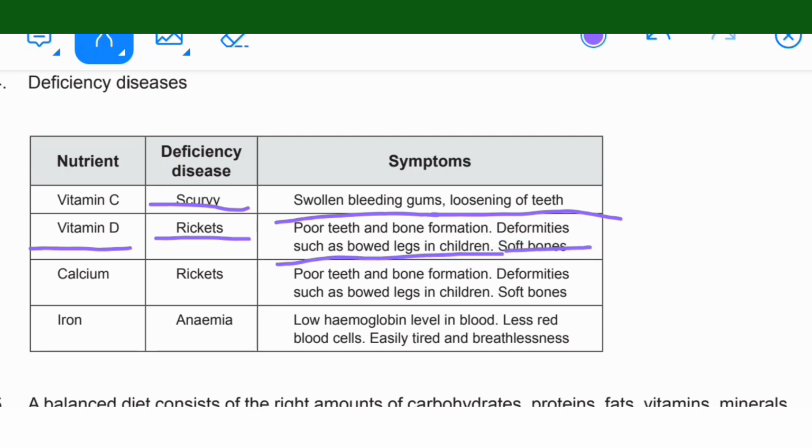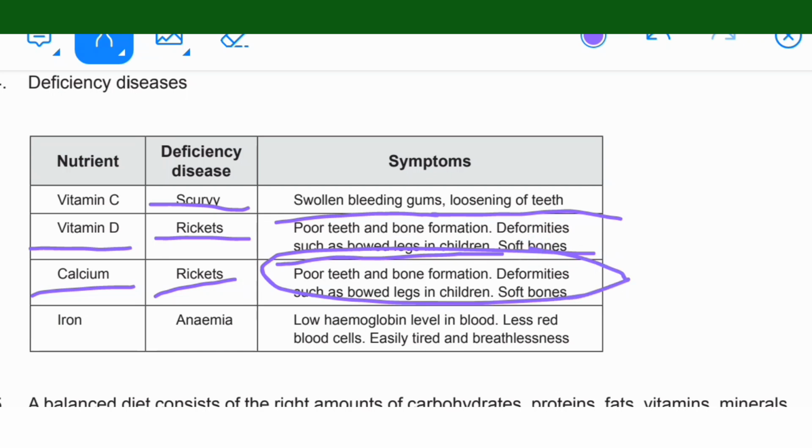The next one is calcium. Calcium has the same deficiency disease as vitamin D. If you have a lot of vitamin D, you'll be able to absorb calcium, so they're kind of related in a way. So lack of vitamin D or calcium causes rickets, and these are the symptoms for rickets here.